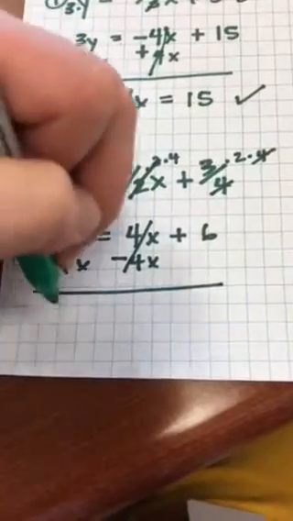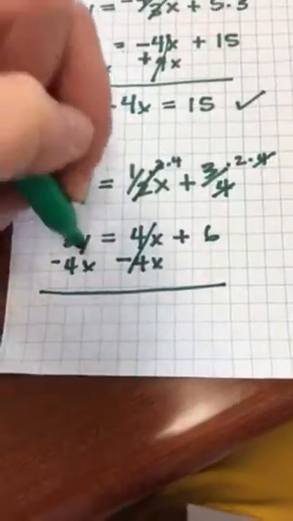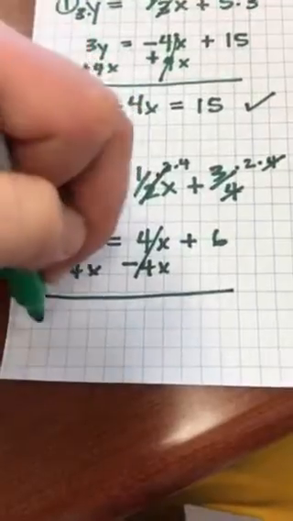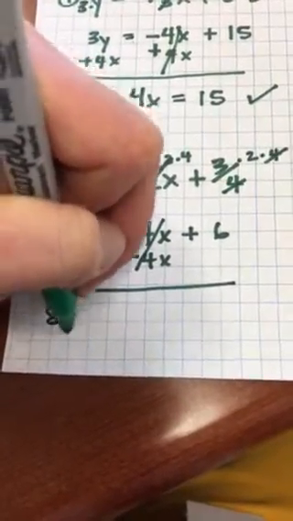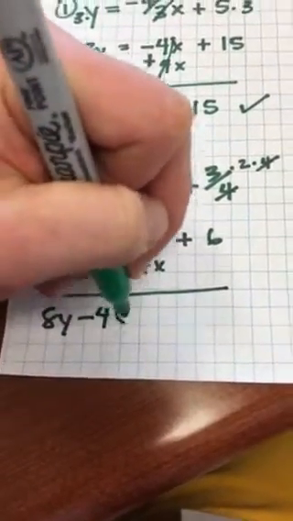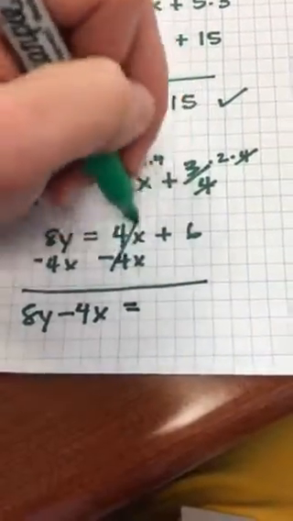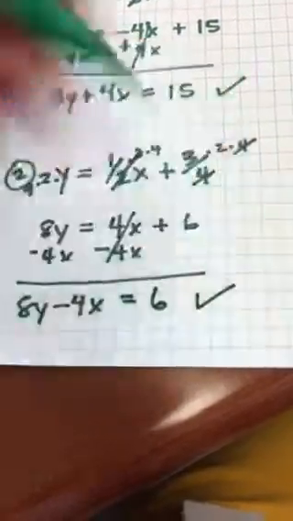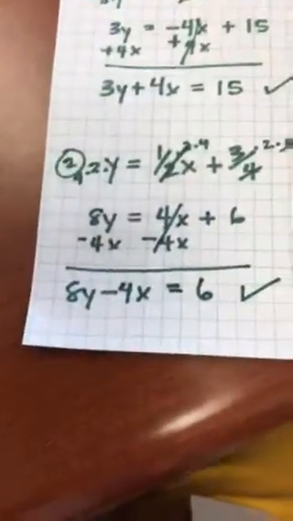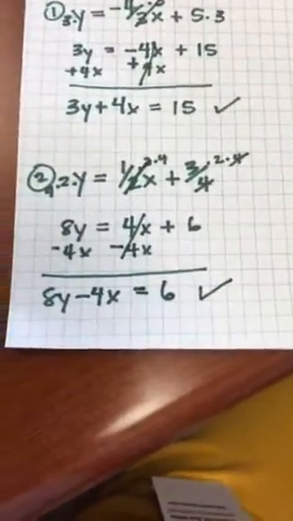So we have 8y minus 4x. Well, we can't put those together. The best we can do is just put them beside each other. So 8y minus 4x equals, and the only thing left on this side is the 6. So there we go. Again, there it is in standard form.